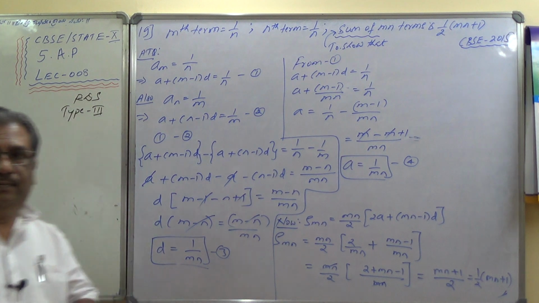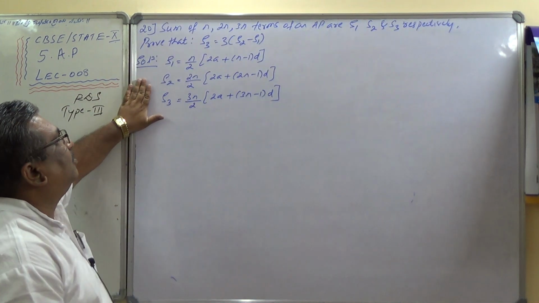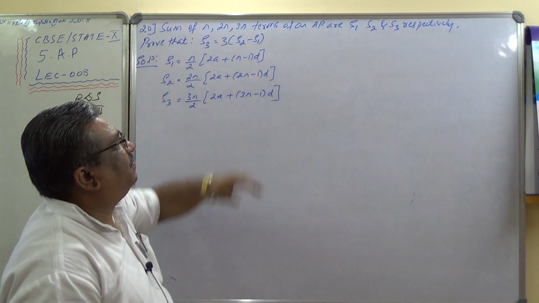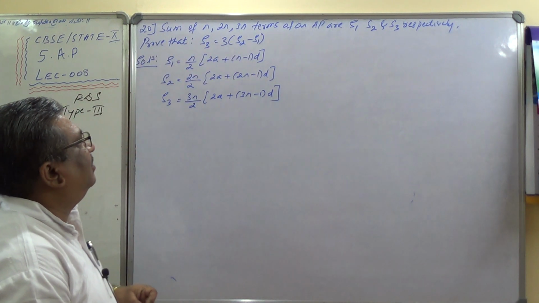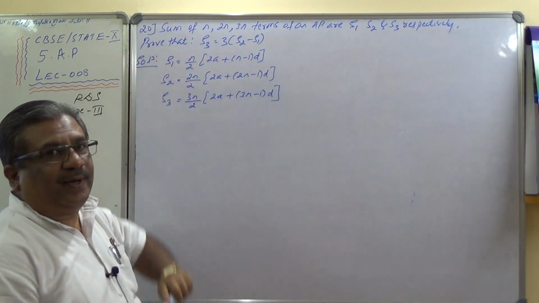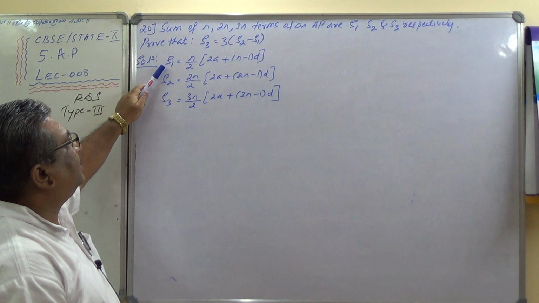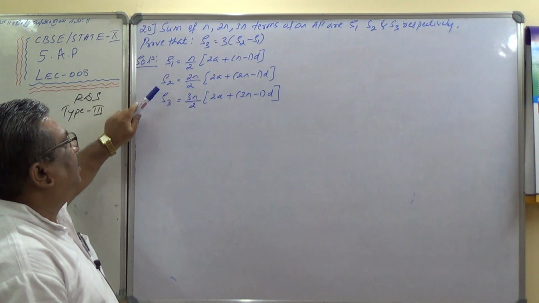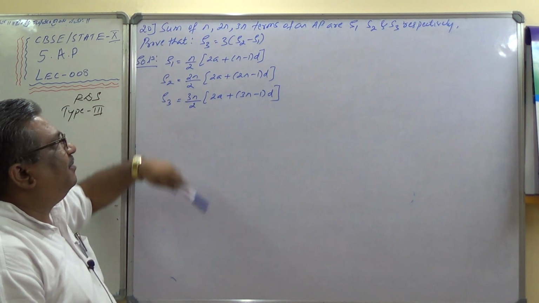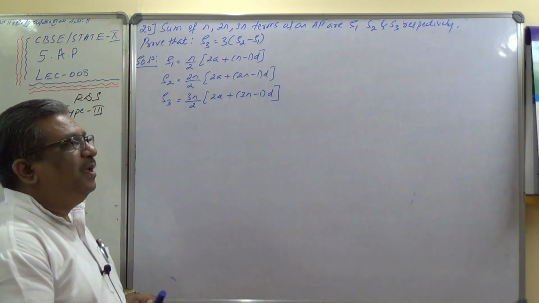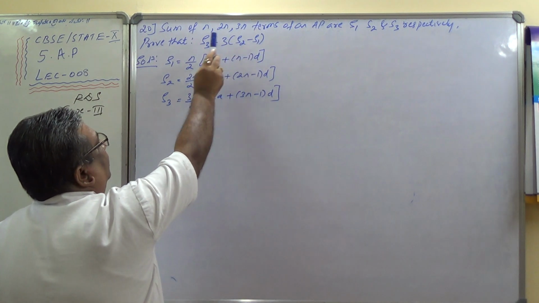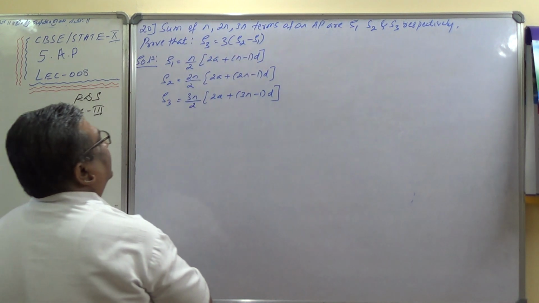Note down. Here we have the 20th question, R.D. Sharma. Sum of n, 2n, 3n terms of an AP are S1, S2, S3 respectively. Prove that S3 equals 3 times (S2 minus S1). Given information is S1 is the sum of n terms, S2 is the sum of 2n terms, S3 is the sum of 3n terms. So these are by the formula which I have written. Now what I will do is evaluate S2 minus S1, multiply it by 3 to get S3. Let me check that way.